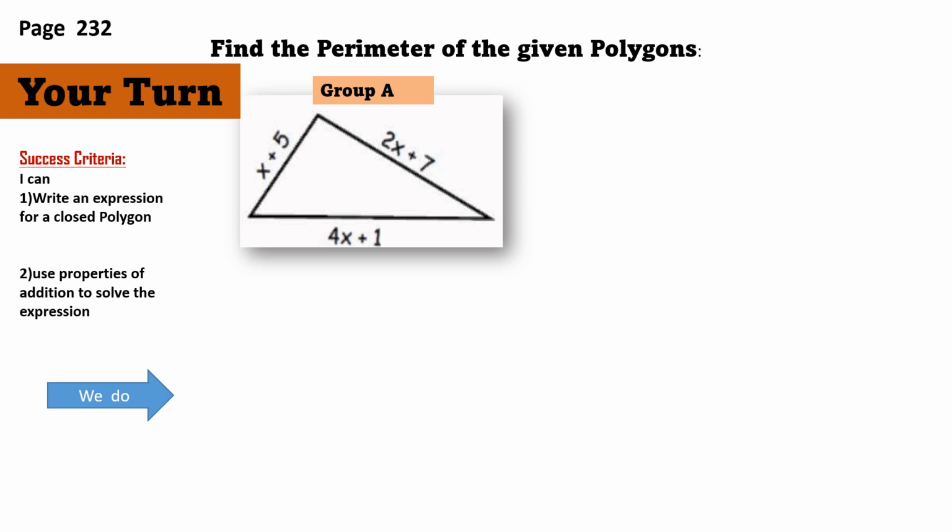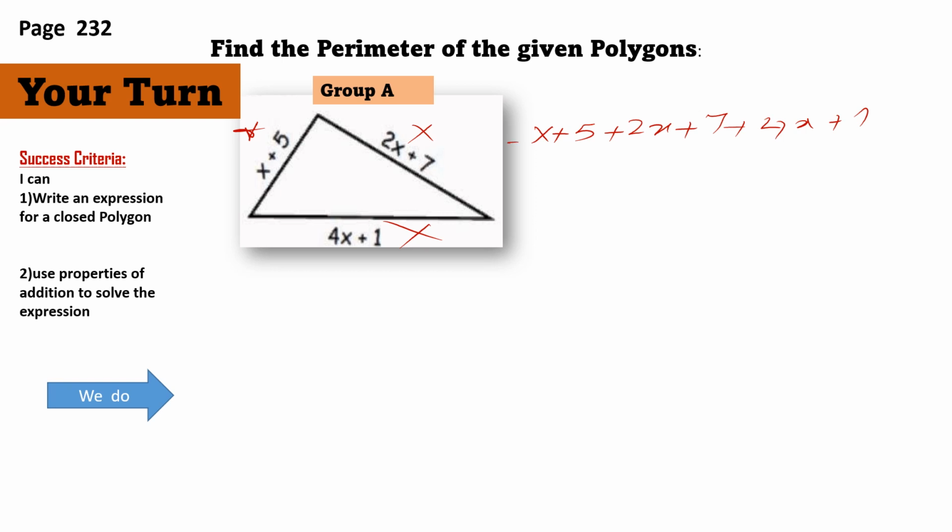Now if they are asking you to find the perimeter, what will you do? You will add all the sides. So let's start from this side. I will write x plus 5, then plus 2x plus 7, then plus 4x plus 1.